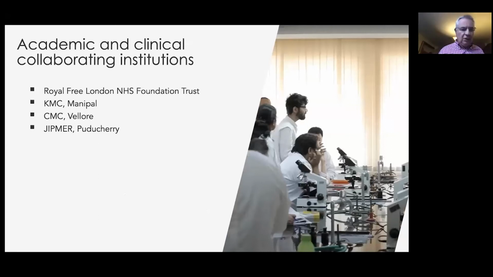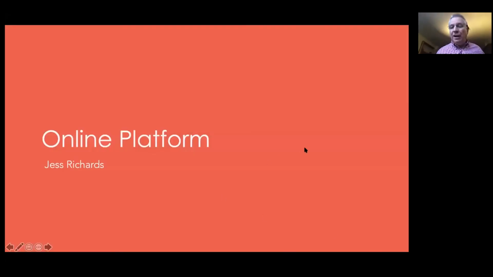Roger has already told us about this, but the collaborating institutions are the Royal Free London NHS Foundation Trust, where I work, and then KMC Manipal, CMC Vellore, and GHM in Puducherry. Next slide, please. Okay, that is my lot then. So over to Jess. Keep typing your questions and we'll try and keep up with answering them. And if any aren't answered, please type them at the end.